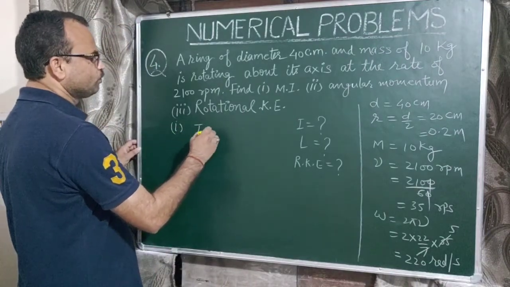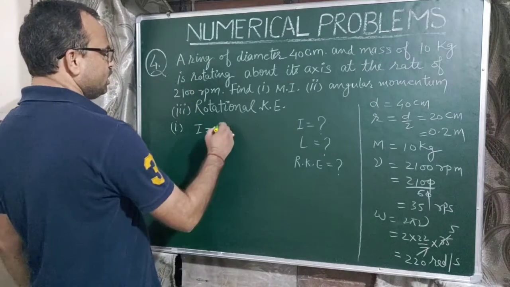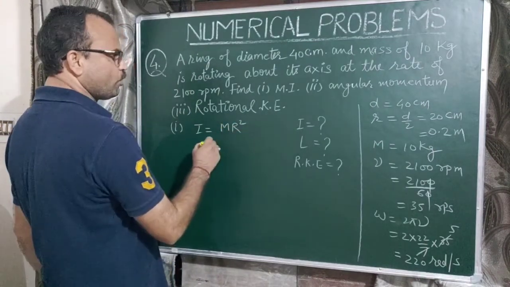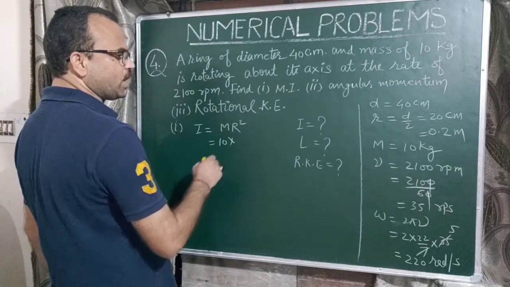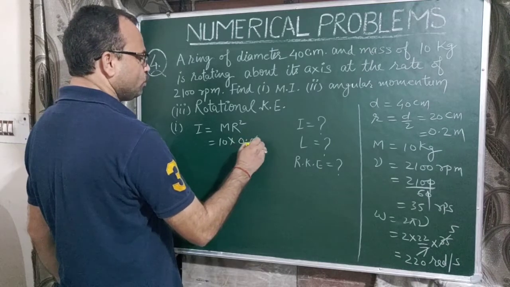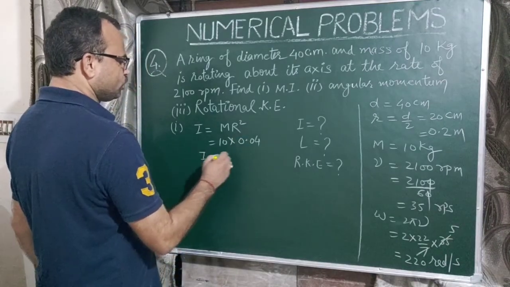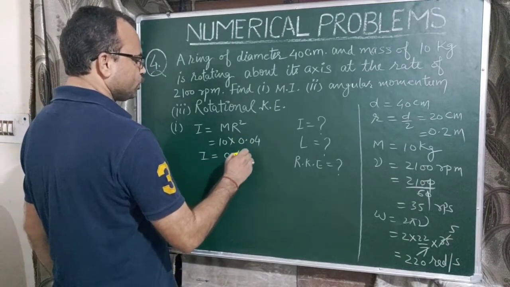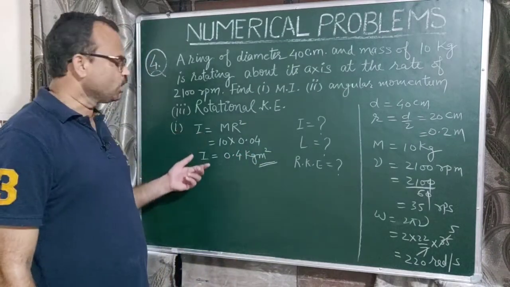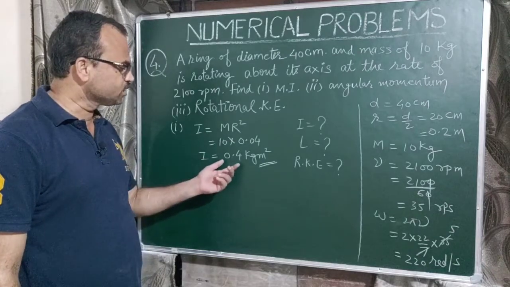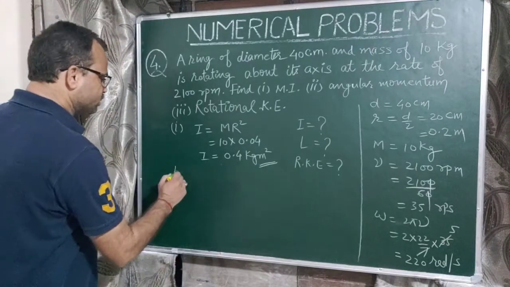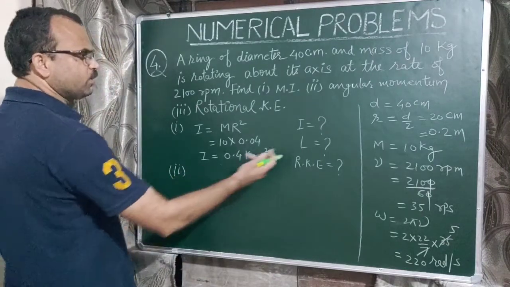I, the moment of inertia of a ring, is equal to mr square. Okay, now the value of m is 10 and the value of r is 0.2, squared, 0.04. So I equals 0.4 kilogram meter square. So the value of moment of inertia is 0.4 kilogram meter square. Now in the second part we have to find the value of L.